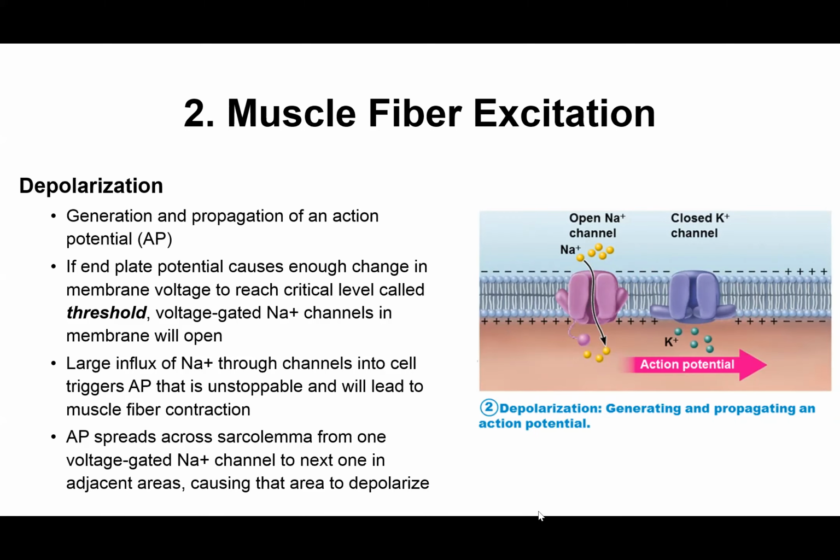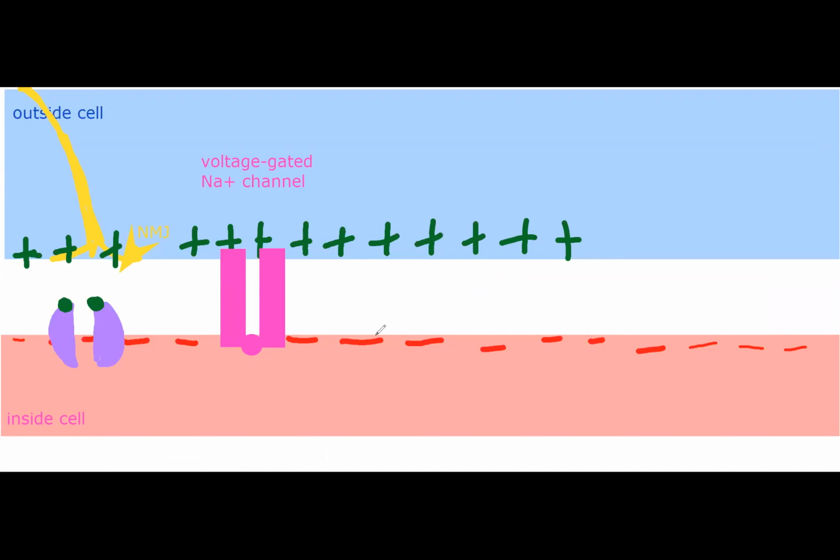And this action potential is going to spread across the sarcolemma from one voltage gated sodium channel to the next one in the areas that are surrounding, causing that area to depolarize. And this cycle is just going to continue on and on. And so just to give you a quick picture of a more expanded view here, I just quickly drew up this little example.